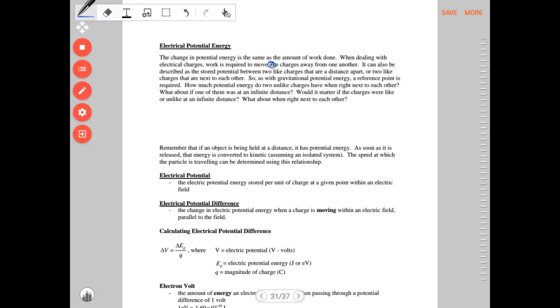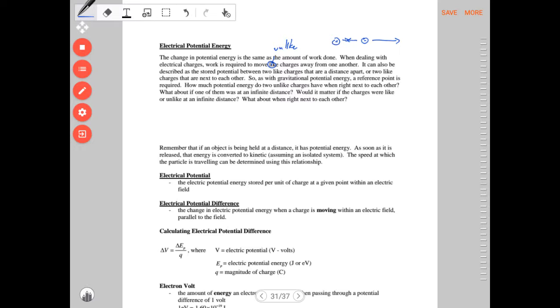Work is required to move unlike charges away from each other, right? Unlike charges want to get close together. So if you have a positive and a negative, they are attracting each other. If I pick up the negative and try to move it this way, it's counterproductive to what it wants to do, so I have to do work.